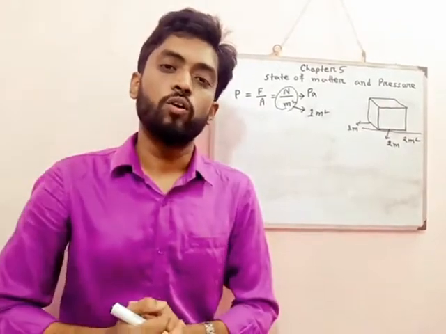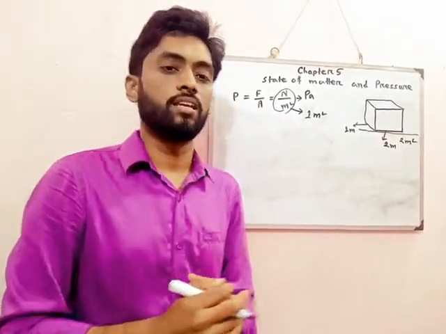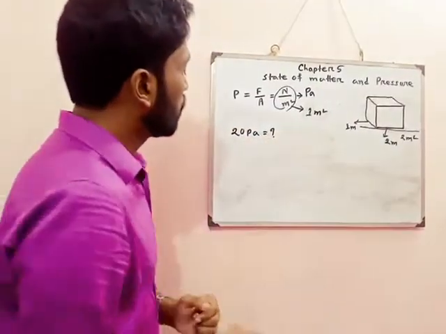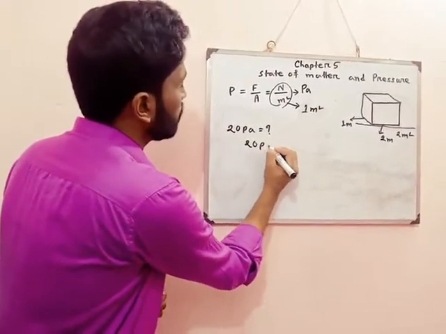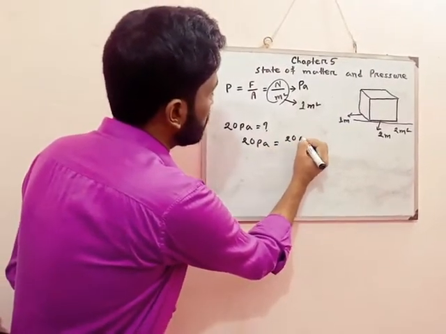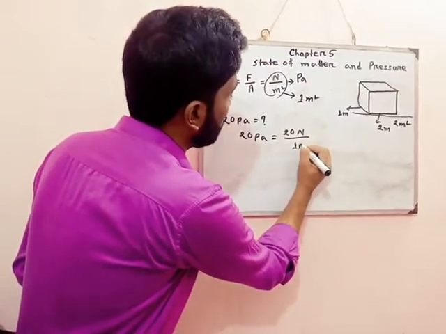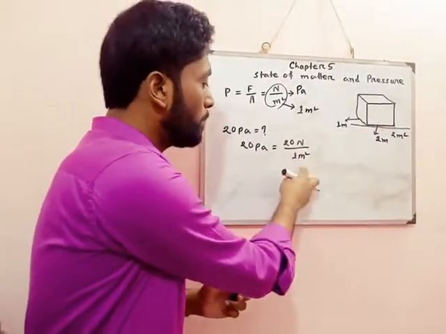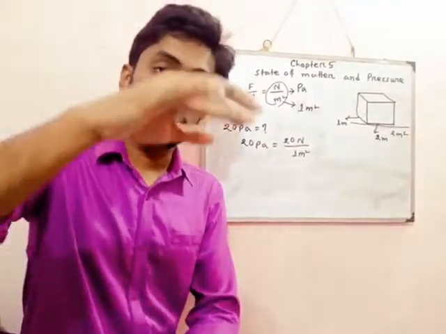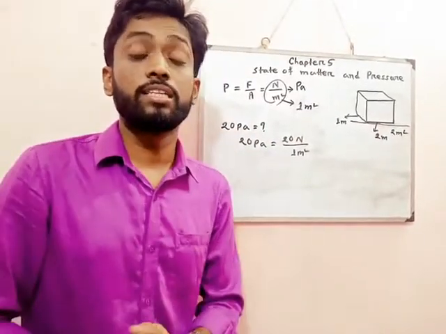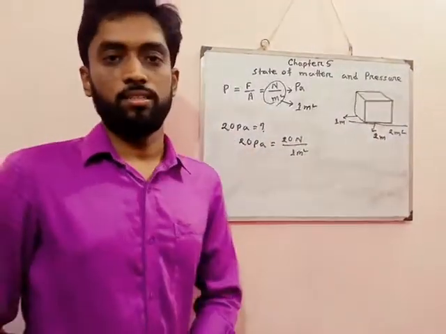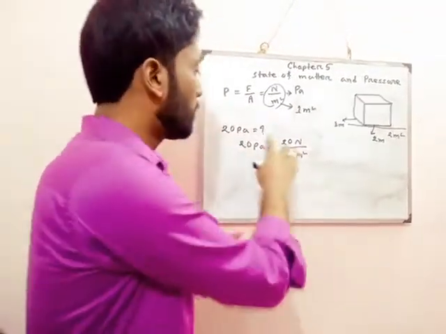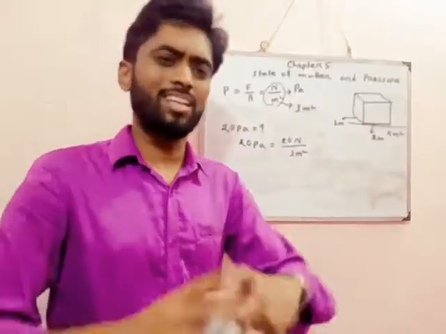So if I ask you, what do you mean by 20 pascal? We can write 20 pascal equals 20 Newton divided by 1 meter square. That means for 1 meter square area, if 20 Newton force is applied, then the pressure will be 20 pascal. Okay, so the unit of pressure is pascal or Newton per meter square. There are a lot of units also.